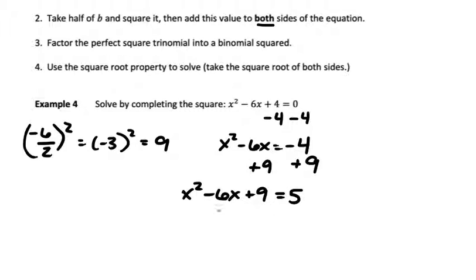Now this trinomial should be easily factorable, and it is. What are two numbers that multiply to 9 and add to negative 6? Well, that's going to be negative 3 and negative 3. So that's x minus 3 times x minus 3, or I can write it as x minus 3 squared.